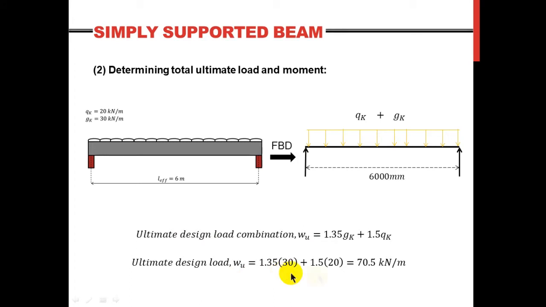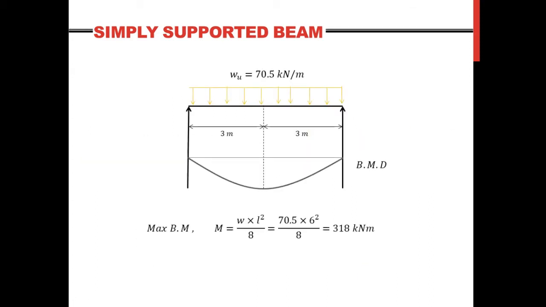So just plug and check, you'll see that we have a total ultimate load of 70.5 kilonewton per meter. Now, simply find the maximum bending moment. It will occur at the midspan. For a simply supported beam, it is W times L squared over 8. So this is my maximum bending moment.